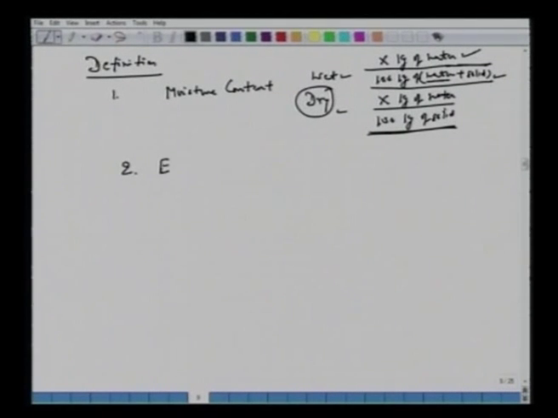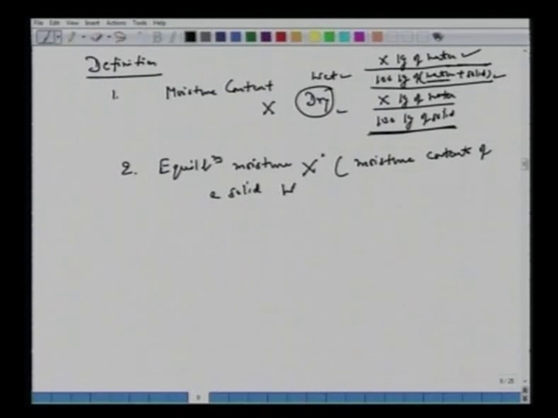We talked of equilibrium moisture. When we have equilibrium moisture, we denote it by x star. So we are saying moisture content, again this content could be dry basis or wet basis, content of a solid when at equilibrium with the given partial pressure of the vapor.